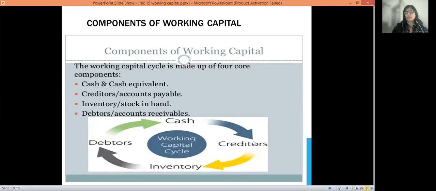And the working capital cycle goes on, that you are having inventory, and after preparing the goods or after converting the inventory into usable form, you are going to sell it out. Creditors pay the cash, and the debtors pay the cash, and cash turns to inventory, and you are again purchasing the goods, purchasing the inventory, and the cycle goes on.